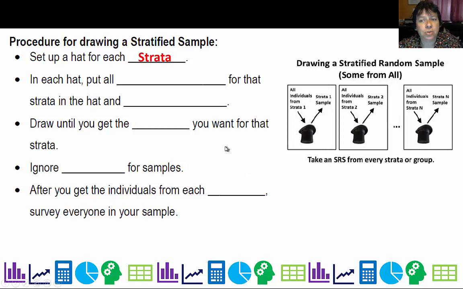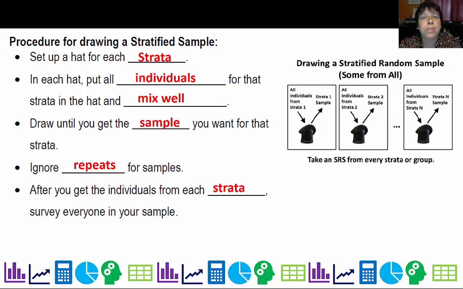So we set up a hat for each strata. In each hat, we're going to put not the strata, but the individuals. So we could do the freshman hat and the sophomore hat. So the freshmen go in the freshman hat, sophomores go in the sophomore hat. And after we do that, mix it well. Draw until you get the sample you want for that strata. Ignore repeats as always. And after you get the individuals from each strata, go ahead and survey everyone that you pulled from the different hats.